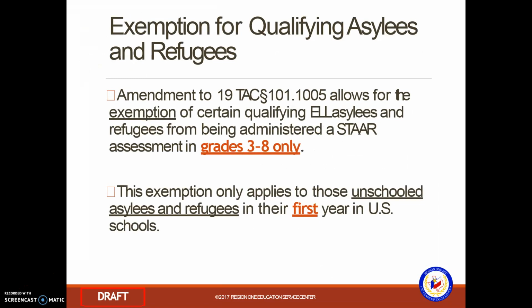Exemptions are only available for qualifying asylees and refugees. This is only allowed for certain qualifying ELL asylees and refugees that are being administered a STAR assessment in grades 3 to 8. The student has to be in his first year of school, and a form must be in place identifying him as a qualifying asylee and refugee.